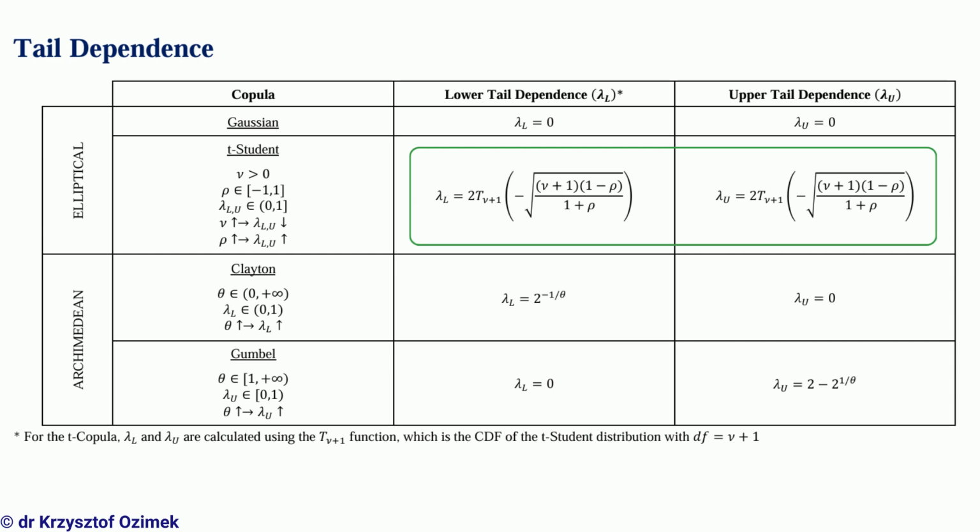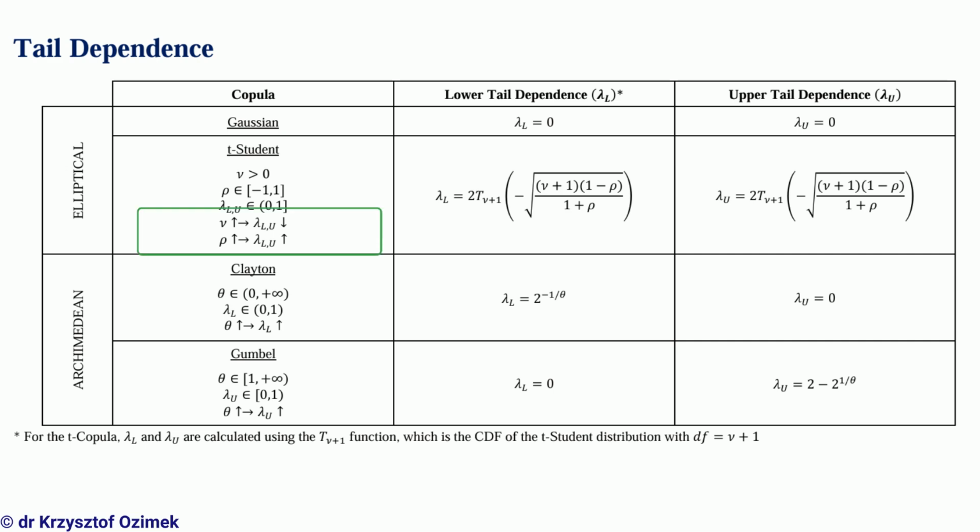They are measured using the cumulative distribution function of the student's T distribution, with the degrees of freedom equal to nu plus 1. In the case of the T copula, lambda L and lambda U depend on nu, which is the number of degrees of freedom for this copula, and on rho. It is evident that as nu increases, the values of lambda L and lambda U, since they are identical, decrease in the same way. Conversely, when rho increases, meaning that the Pearson correlation between the variables rises, lambda L and lambda U also increase in the same manner, as these measures are symmetric.